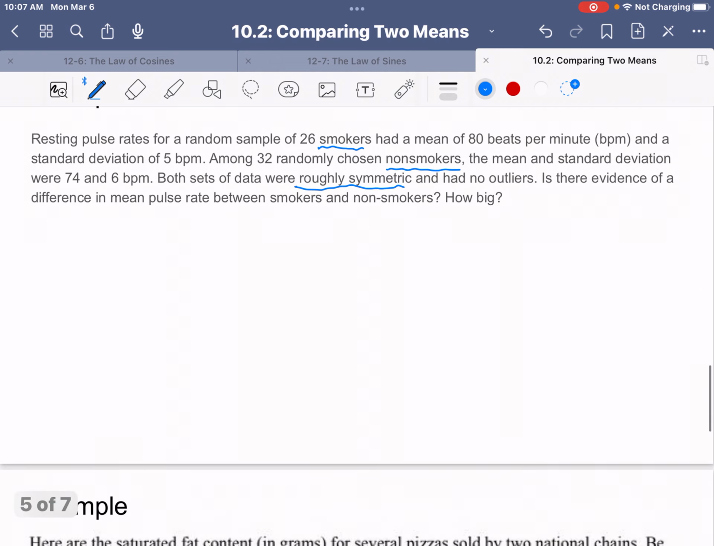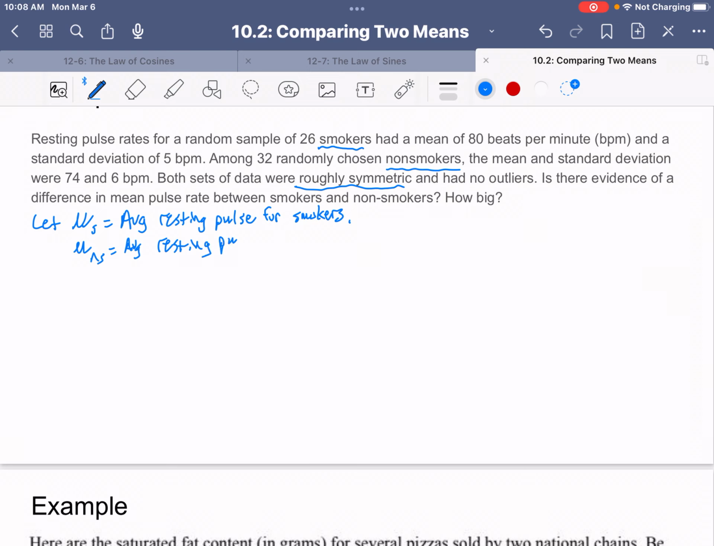So I would say something like this. Let mu subscript s equal the average resting pulse for smokers, and let mu subscript ns equal the average resting pulse for non-smokers. So I've defined both my parameters.